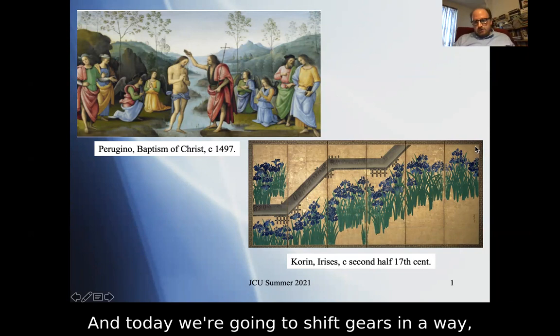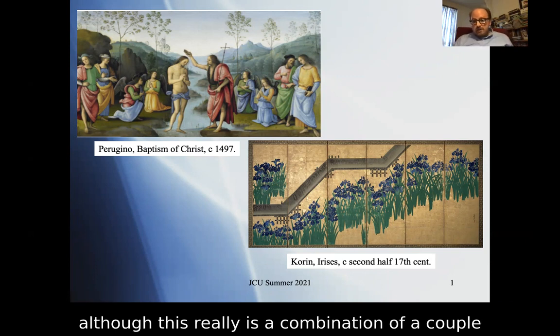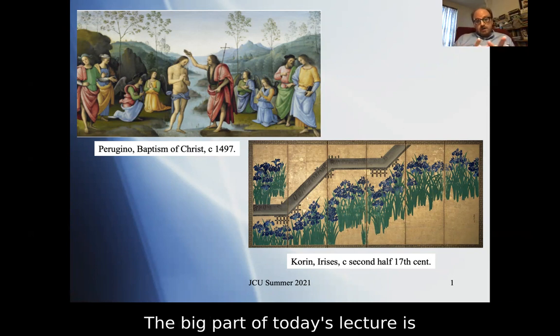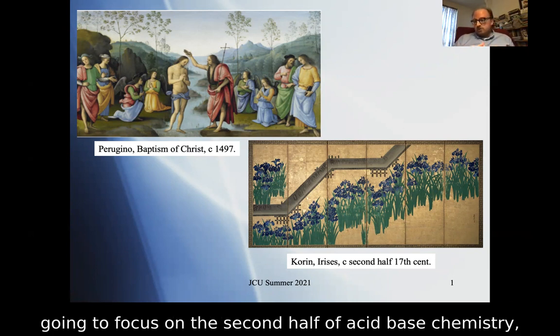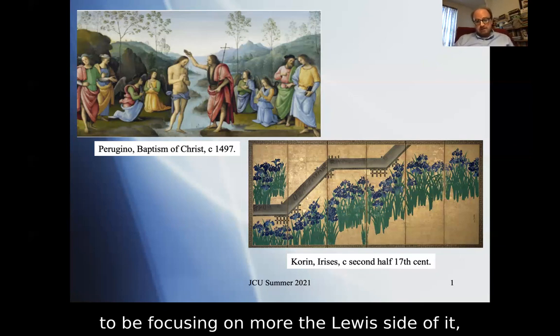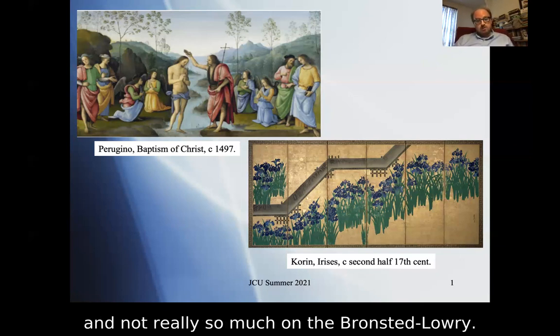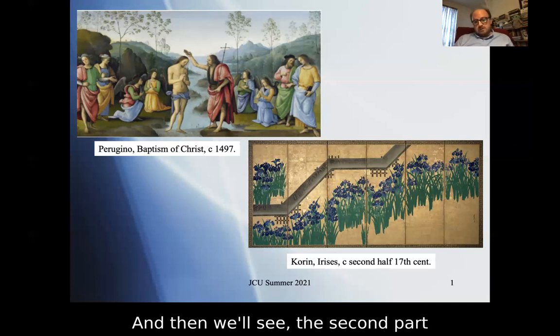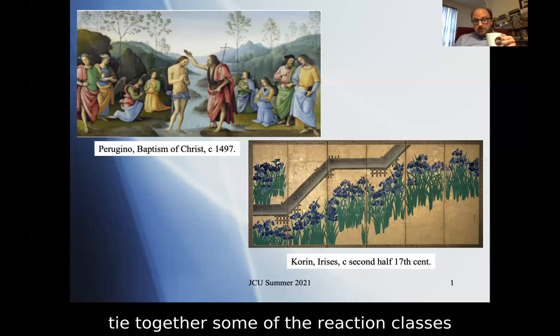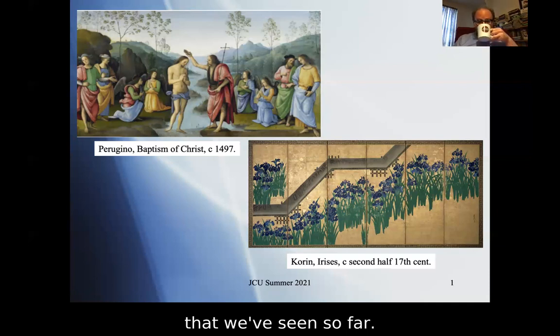And today we're going to shift gears in a way, although this really is a combination of a couple of things, as we'll see. The big part of today's lecture is going to focus on the second half of acid-base chemistry, although in this case it's going to be focusing on more the Lewis side of it and not really so much on the Bronsted-Lowry. And then we'll see the second part of the experiment this week will actually tie together some of the reaction classes that we've seen so far.